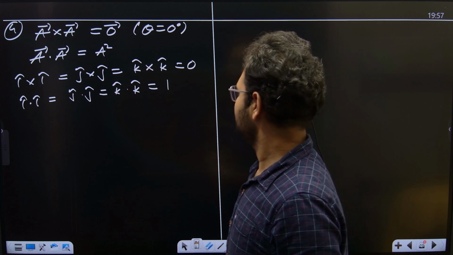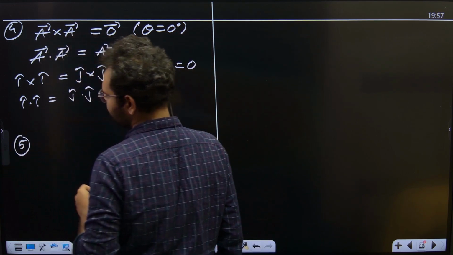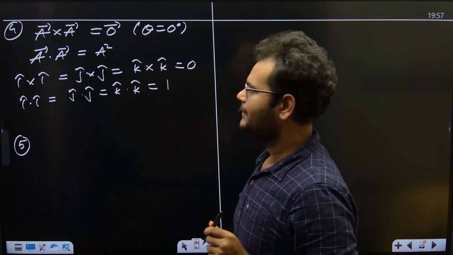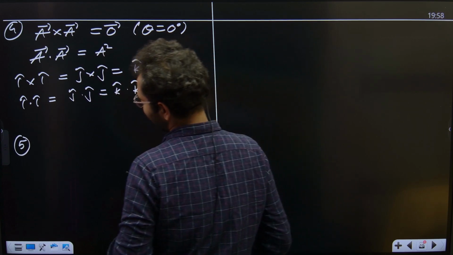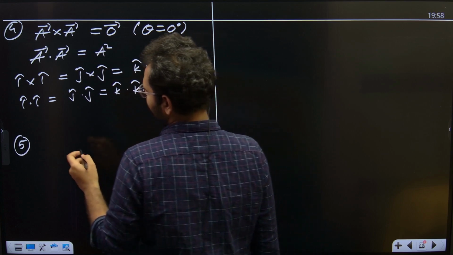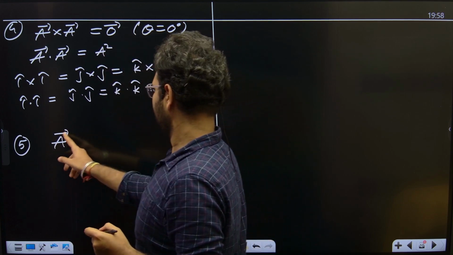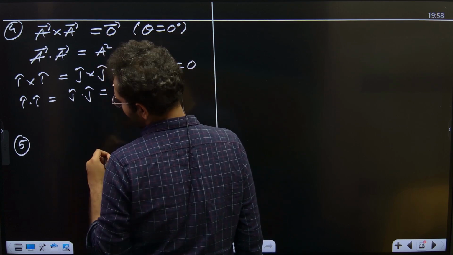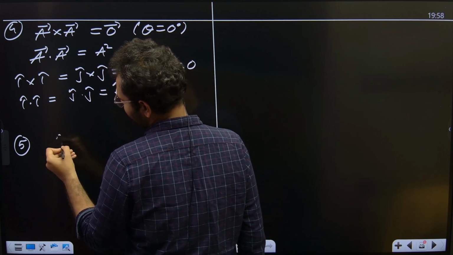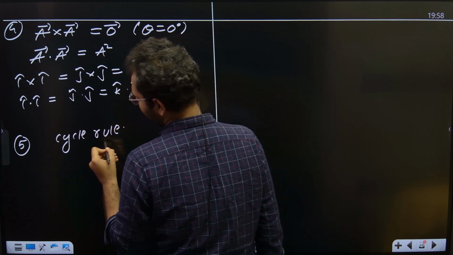What else? I will tell you what else. Fifth. Now, I want you to remember one thing. See, A cross B, or we can say that there is one rule. You have to remember one cycle. I call it the cycle rule. What cycle rule is there?